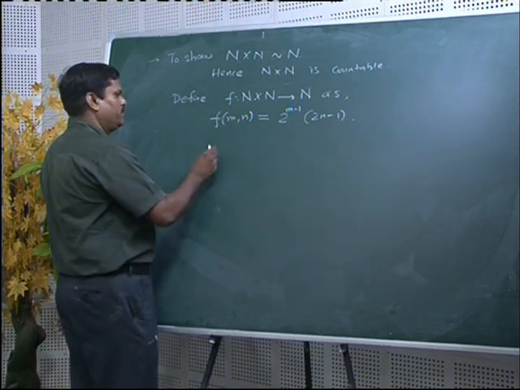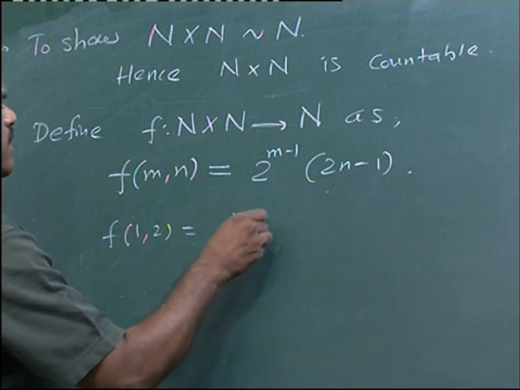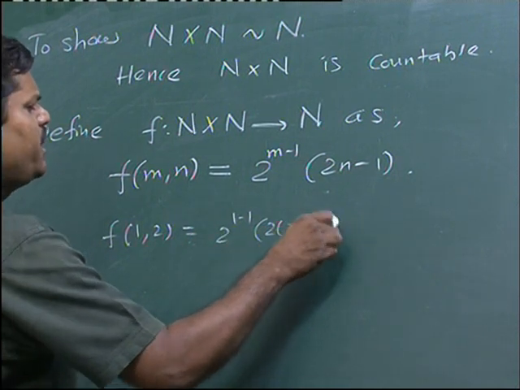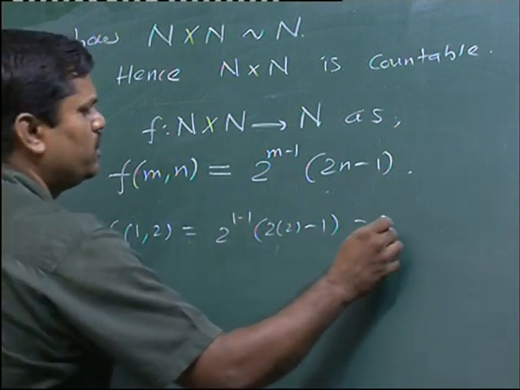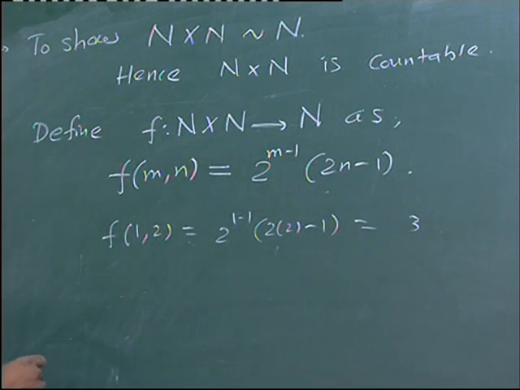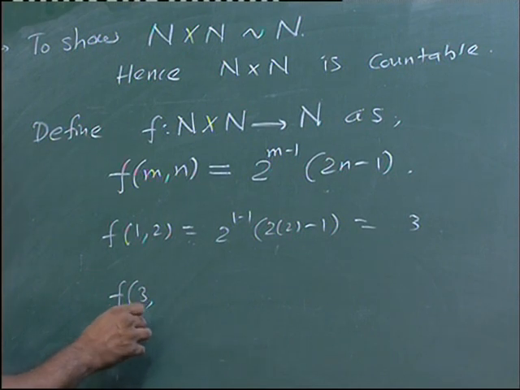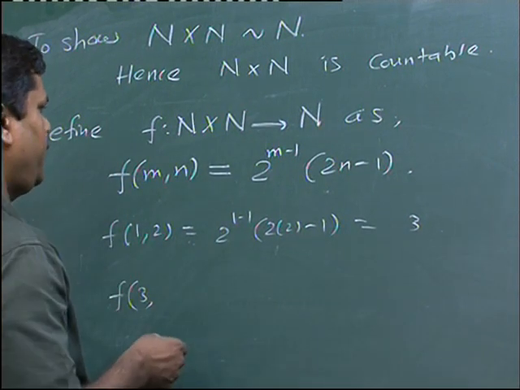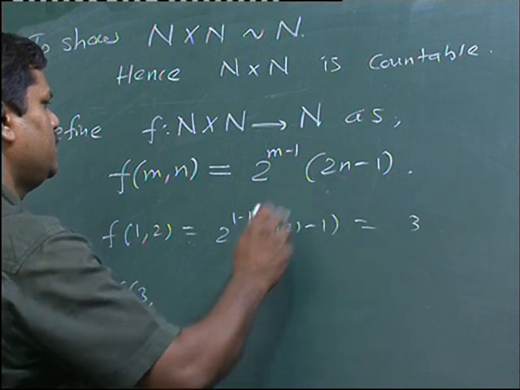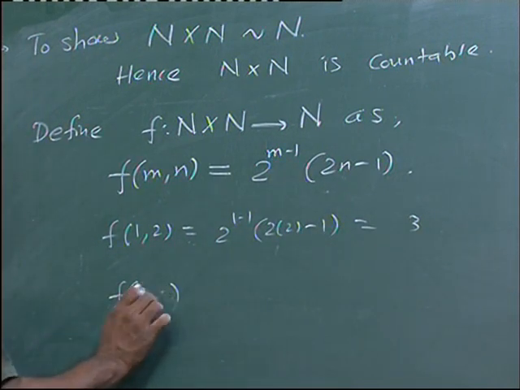You see f of 1 comma 2, what is the value? 2 raised to 1 minus 1 into 2 into 2 minus 1. So, 2 raised to 0 is 1 and 4 minus 1 is 3. So, 3 you can write like this, that 36 you will get this way. What was that? 2 raised to 2. So, 3 comma 9 you will get as 4.